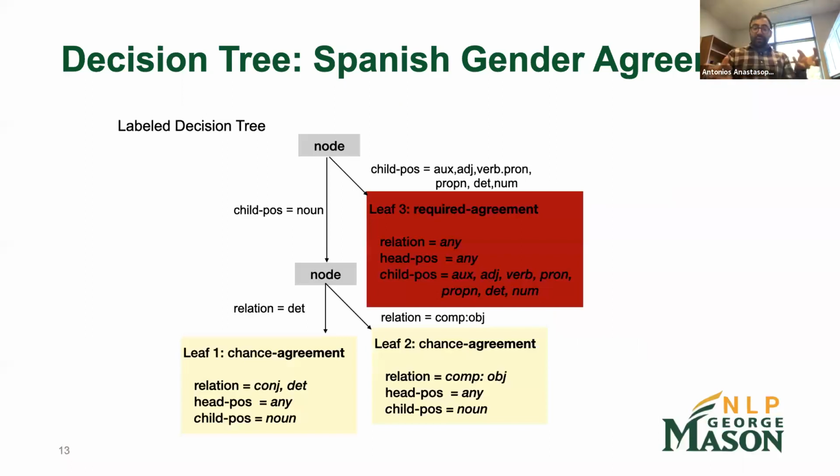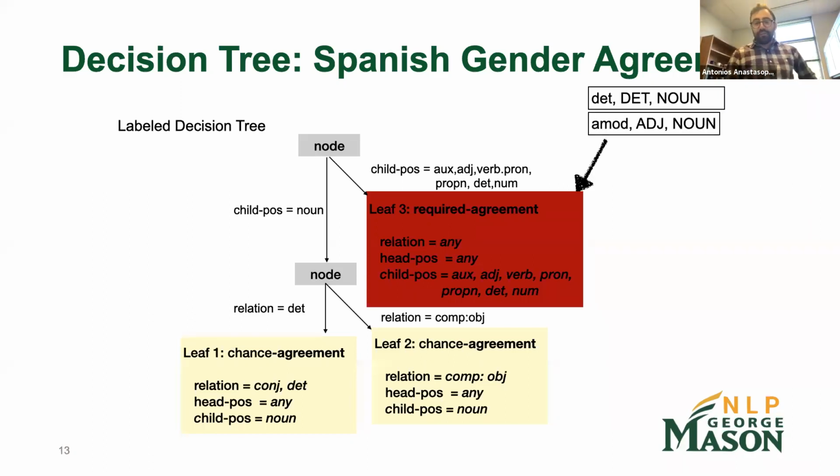So, applying the statistical tests that I told you about to the previous tree that I showed you, basically allows us to label leaf 3 as required agreement, and leaf 1 and 2 come back as chance agreement, right? So they don't pass the statistical tests. Now, this is not very interesting. Basically, this is saying that for every link where the part of speech tag of the child is a determiner, a pronoun, a verb, a proper noun, or an adjective, then it should agree, right?